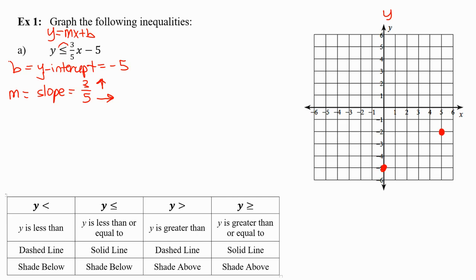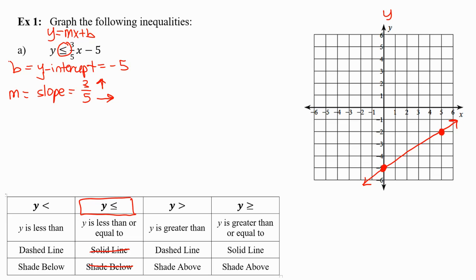Based on this symbol right here, which matches up right there, we're going to use a solid line, so I can connect my 2 points with a solid line. Make sure to put arrows at both ends. And then according to this, we're going to want to shade below.